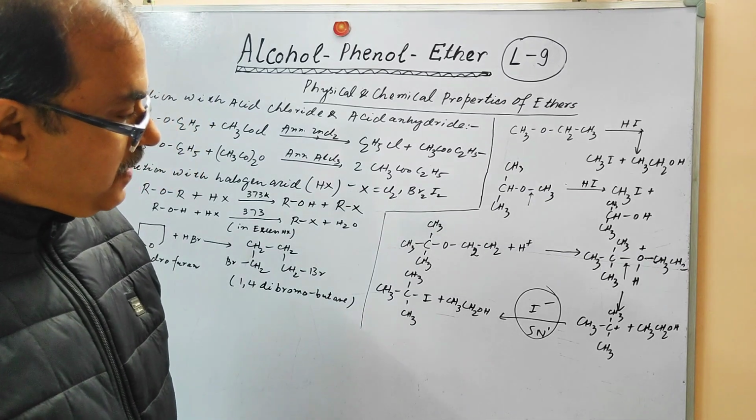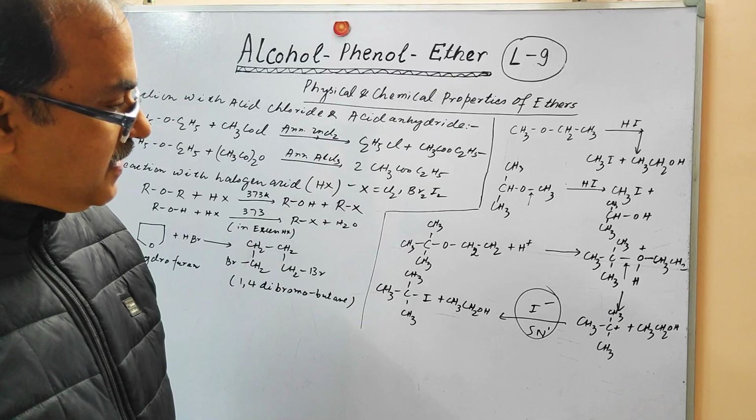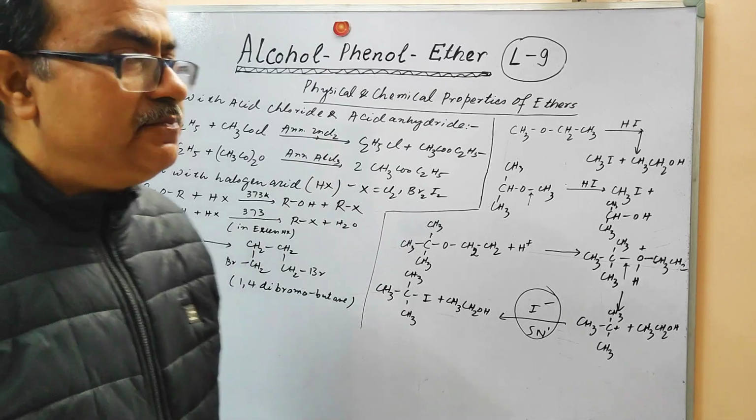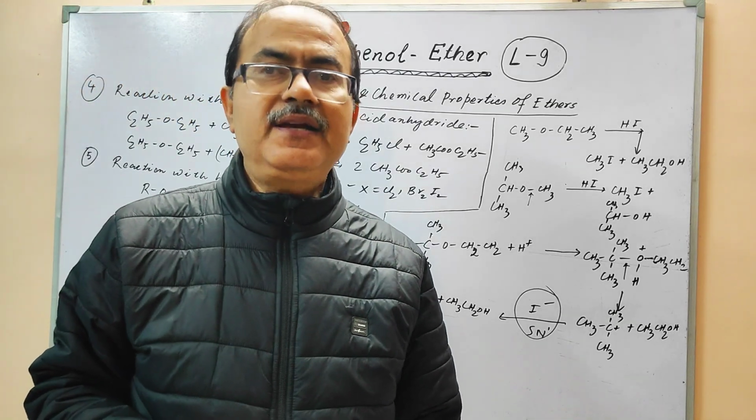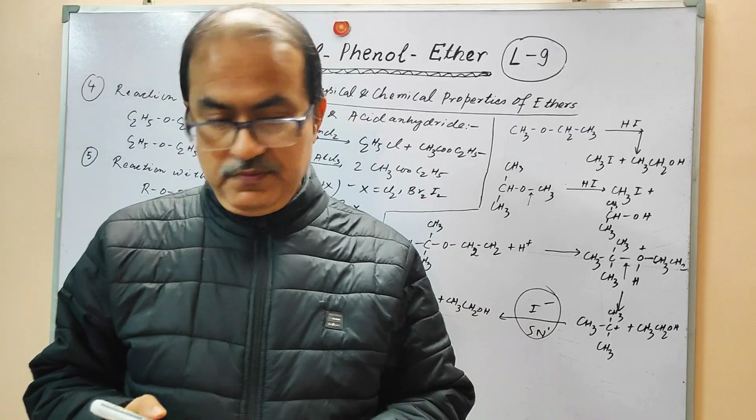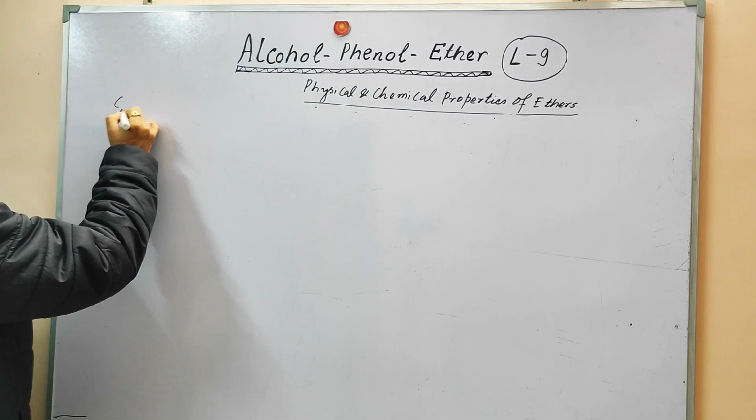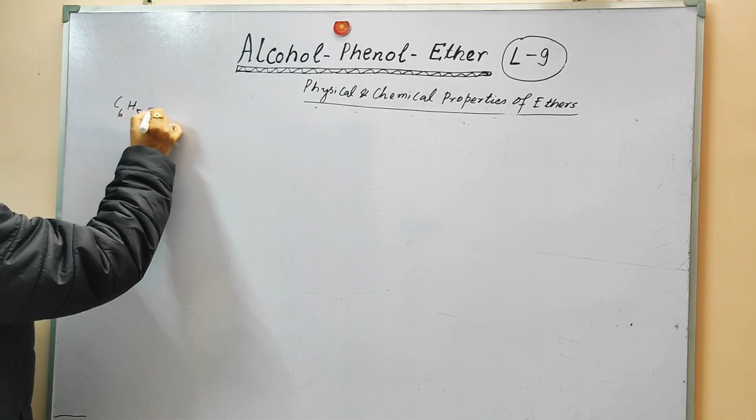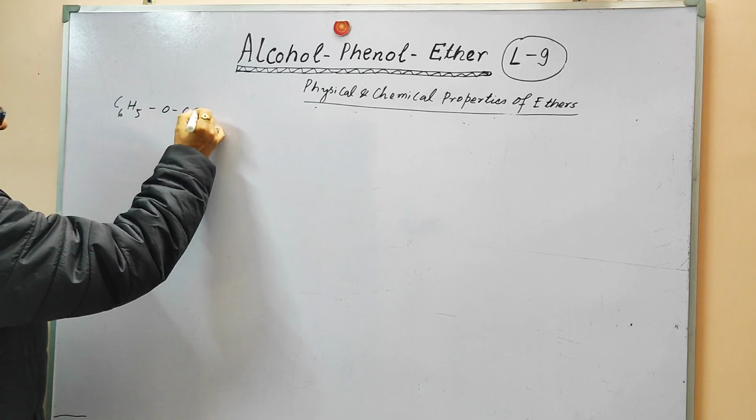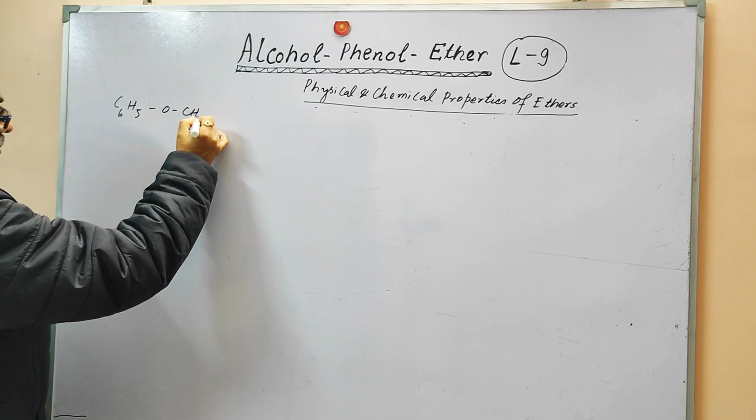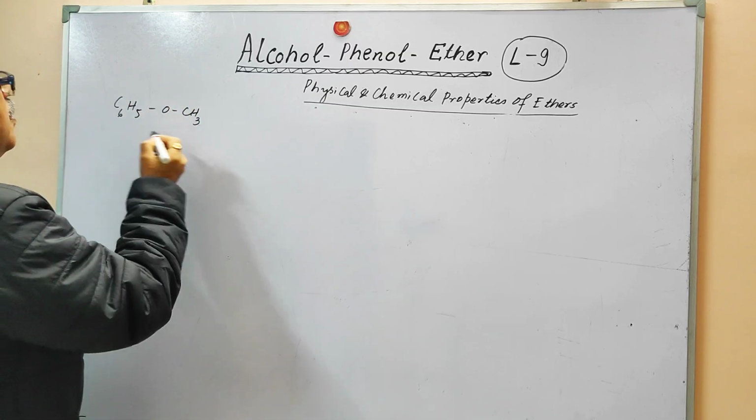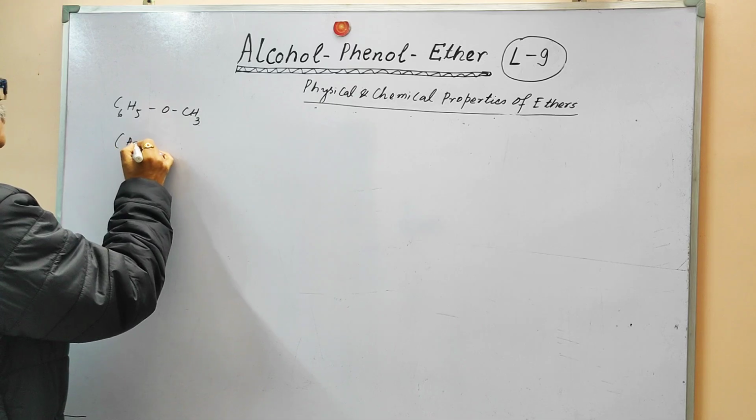Okay, now we will discuss if there is a phenolic ether, which type of product will be produced. C6H5OCH3. This is called anisole.